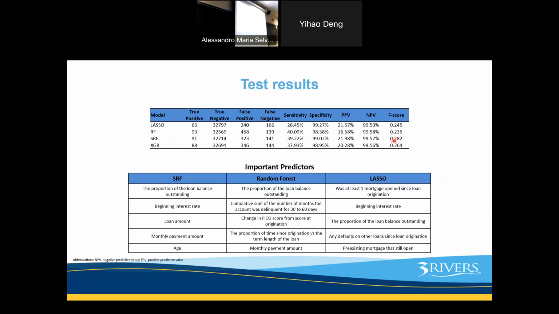Some of the important predictors across the models were the proportion of the loan balance outstanding, the beginning interest rate, and the monthly payment amount. There are some unique to the models. One, at least for the last model, was at least one mortgage open since loan origination, and this only occurred with a non-default, so this is 100%, and so that made the lasso coefficient very large for that model.